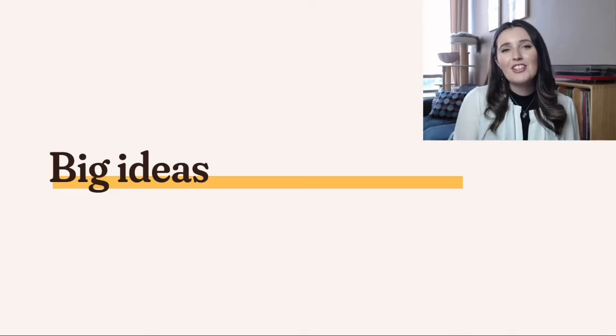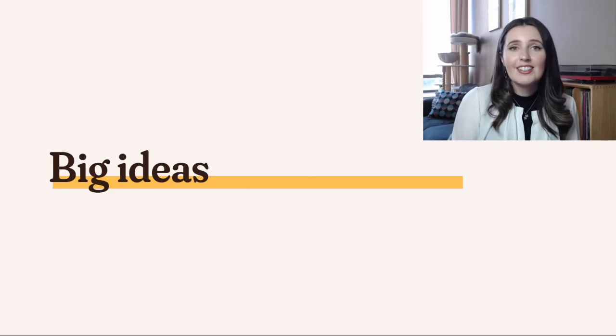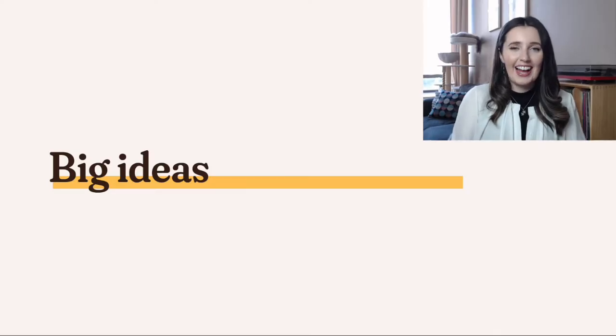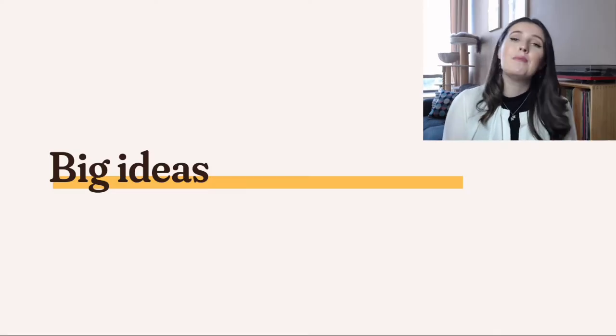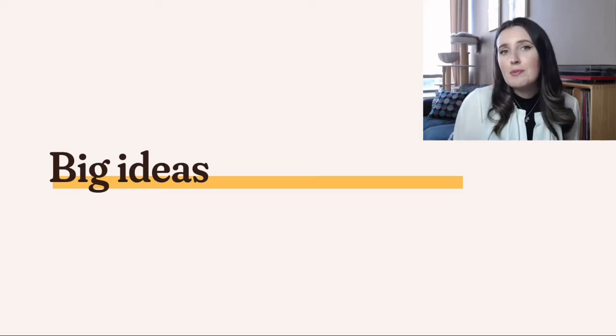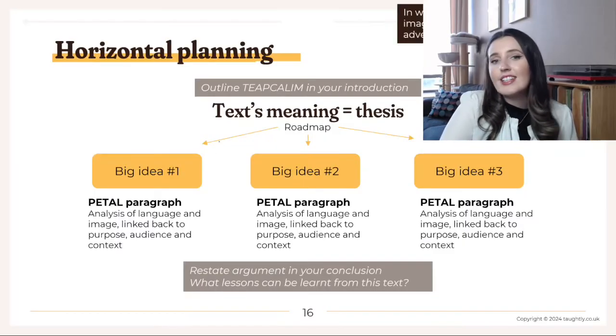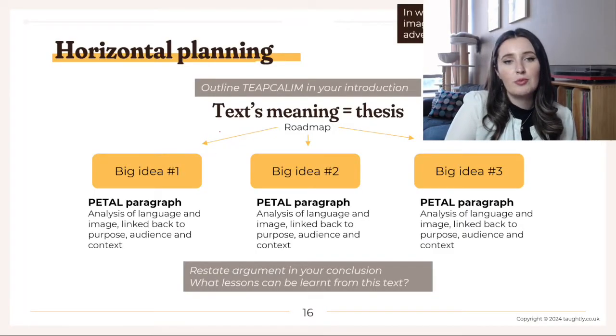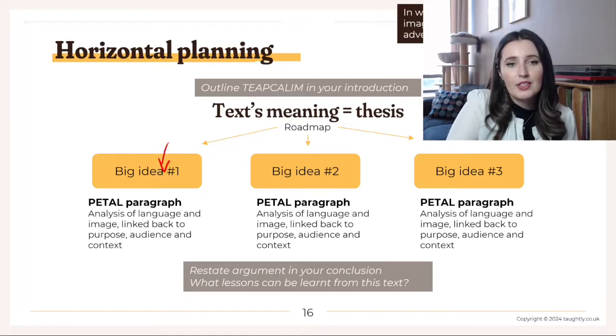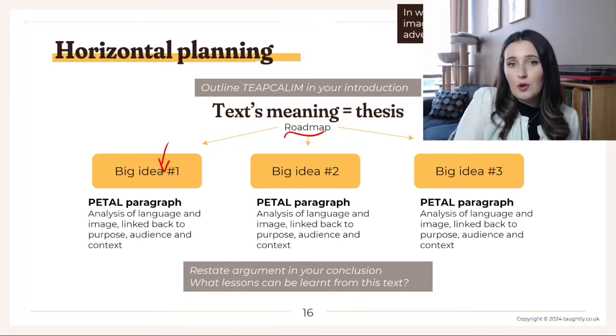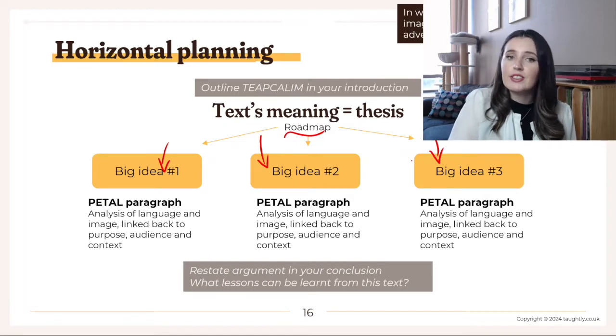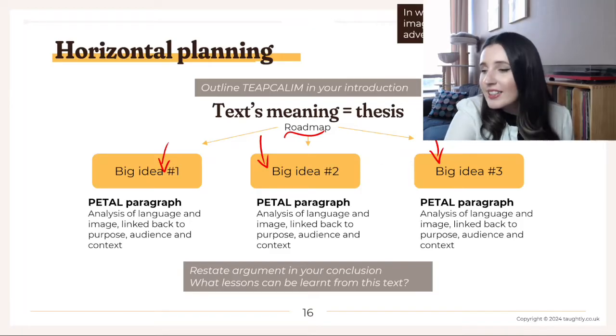Now, something that I mentioned a lot there was big ideas. So you're probably wondering, how do I figure out what the big ideas are? What do you mean by that? Let's delve a little bit deeper into that now. So the big ideas are really crucial with horizontal planning because these will help to guide your essay. They will form your roadmap, they will form the topic sentences of each of your analysis paragraphs. So super, super important. But how do you figure out what the big ideas are?